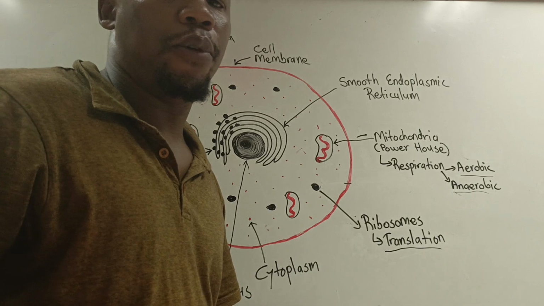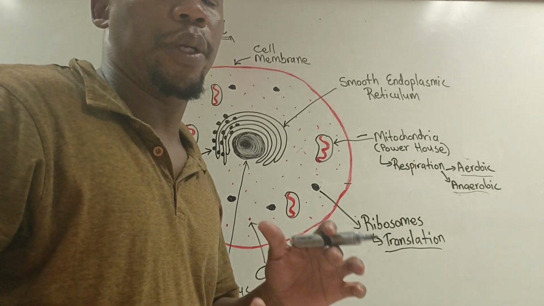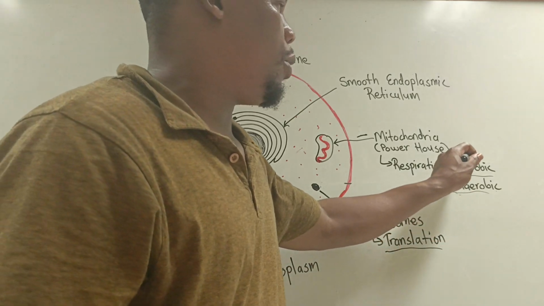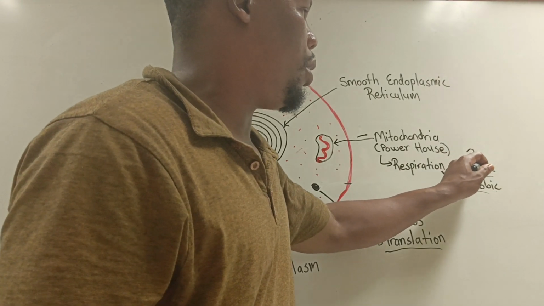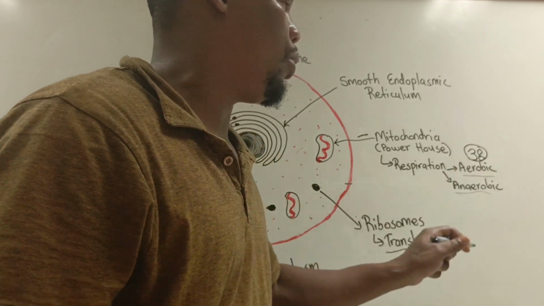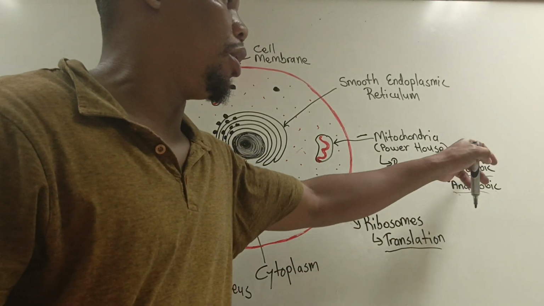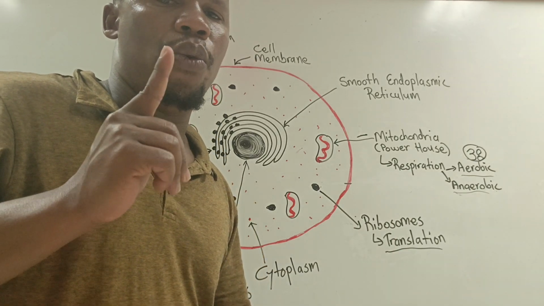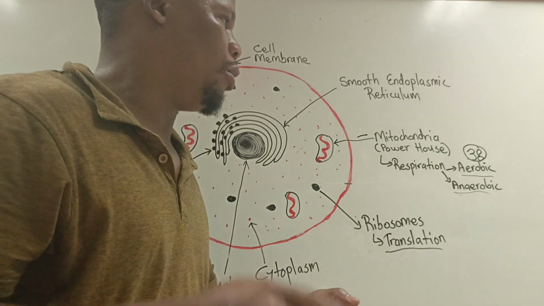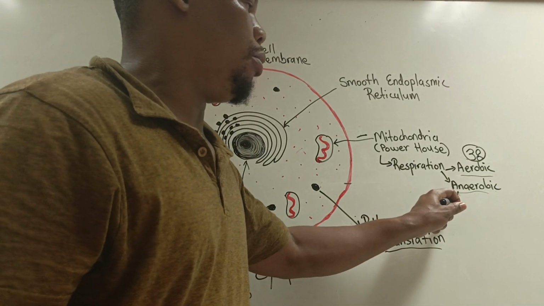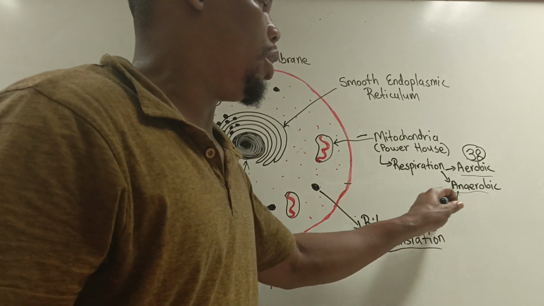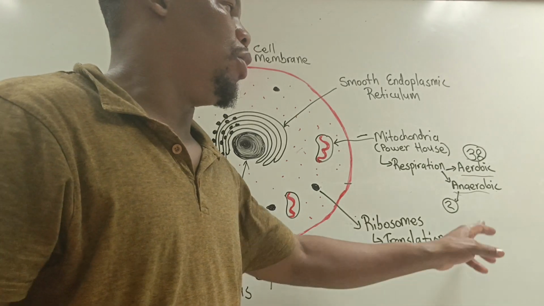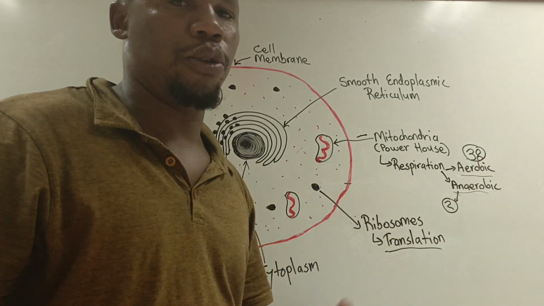When we have enough oxygen, we produce a lot of energy, a lot of ATP. With aerobic respiration, we produce about 36 to 38 ATP molecules per one glucose molecule. Whereas with anaerobic, we only produce 2 ATPs per single molecule of glucose. So with the presence of oxygen, we produce a lot of energy.